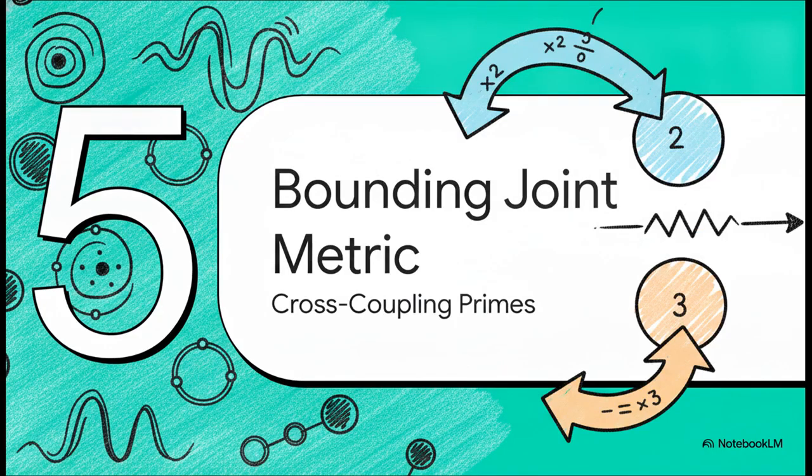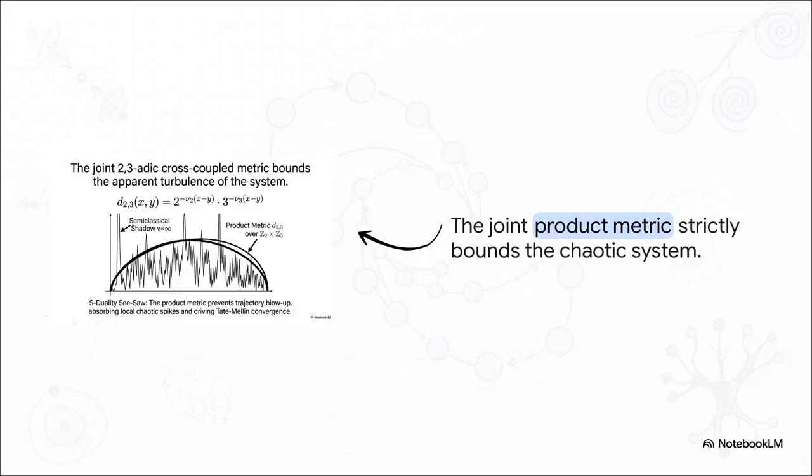Moving into step 5, bounding the joint metric. Focus on the C-duality seesaw relationship happening here. This is literally the heartbeat of the system. Whenever the 2-adic distance spikes because an odd number resists division, the 3-adic metric drops. The product of these two metrics strictly bounds the system. This cross-coupled tensor just absorbs all those local chaotic spikes, driving everything toward an inevitable, mathematically guaranteed convergence.